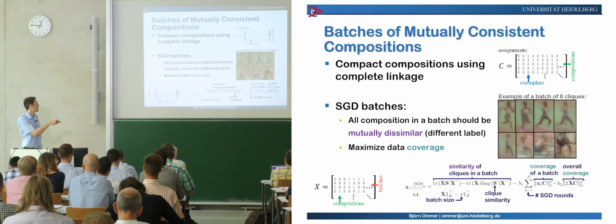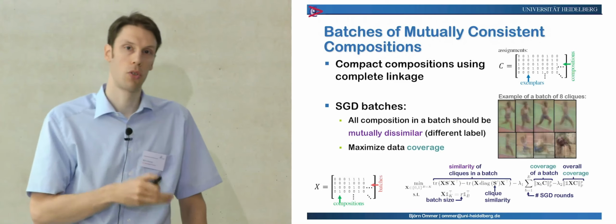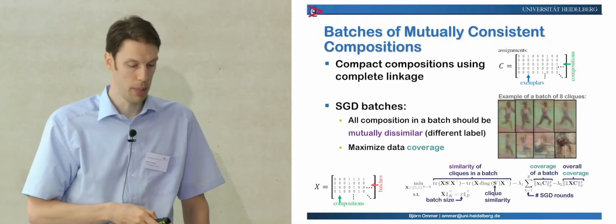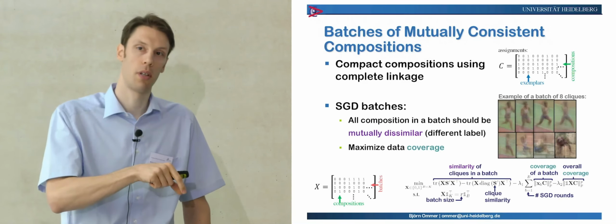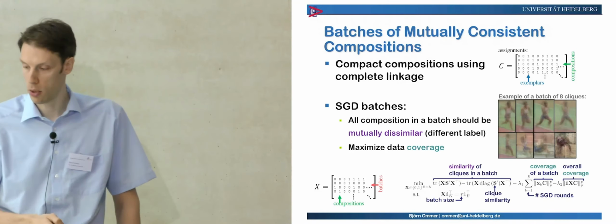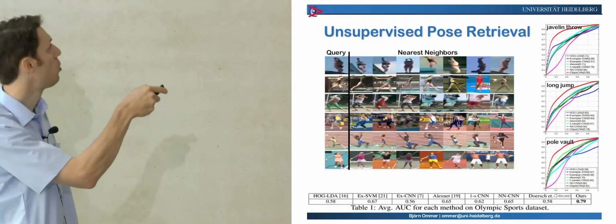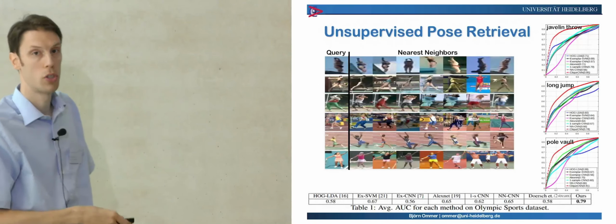This joint optimization here gives you a single data matrix which assigns compositions to batches, and again, a single composition can go into multiple batches, but you make sure that all compositions in the same batch are dissimilar. So you have within a batch reliable similarity and dissimilarity constraints, which we can utilize for training, and then in a totally unsupervised manner, you can learn similarities of postures, for instance.